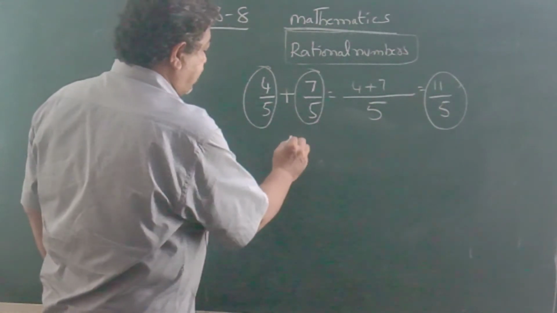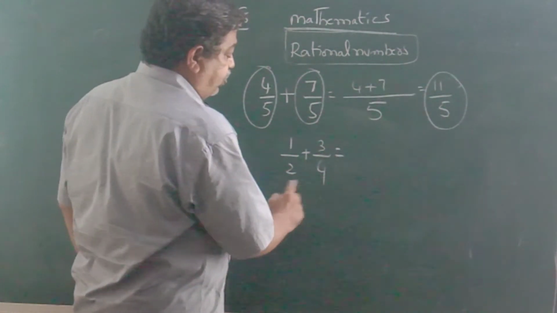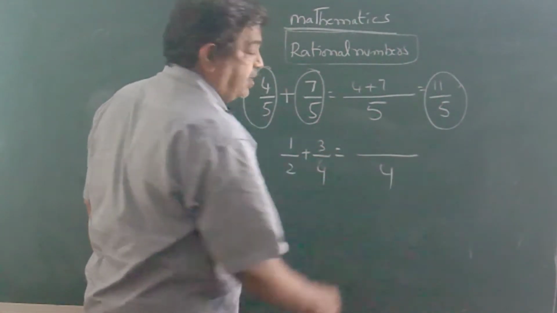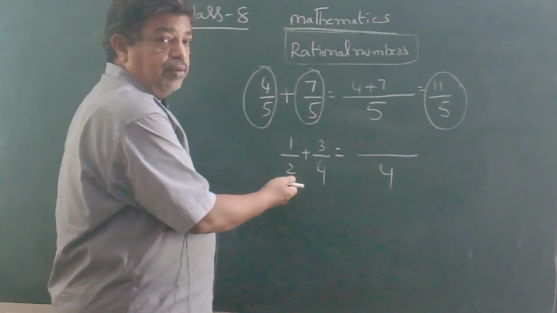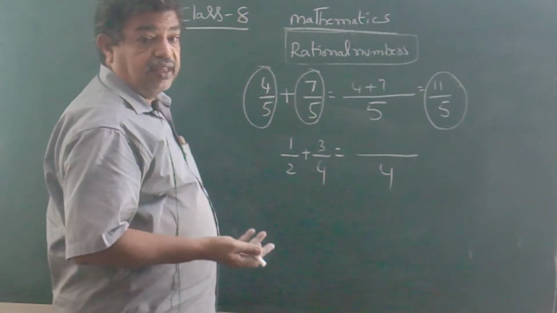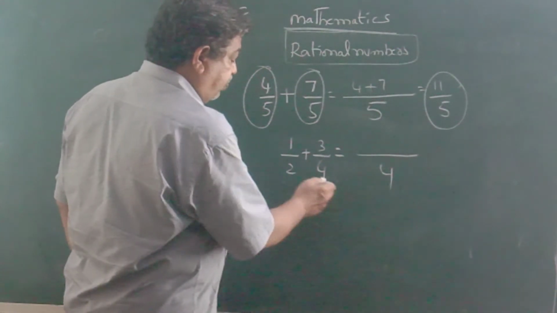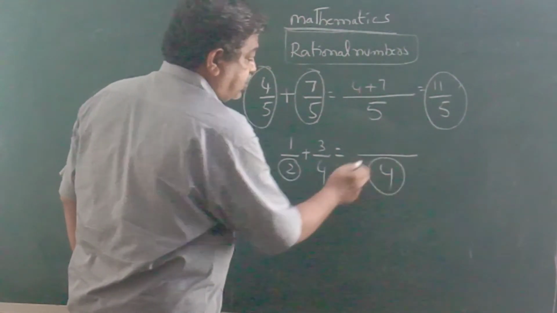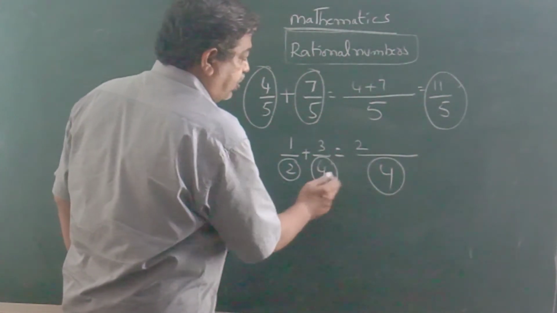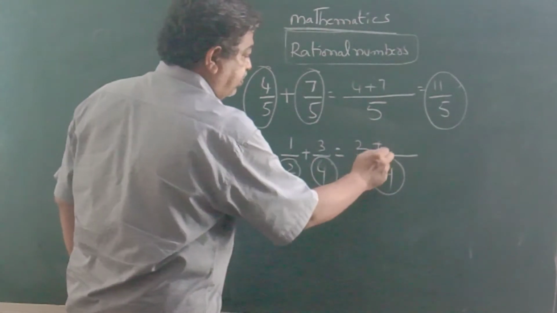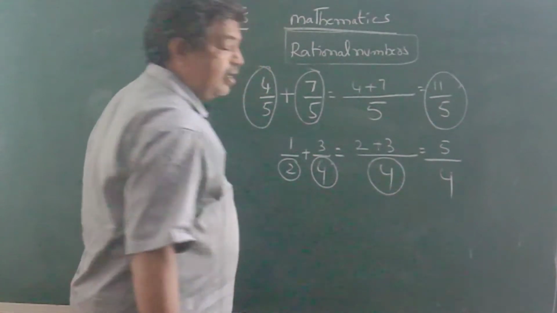To take another example, 1 by 2 plus 3 by 4. The LCM of 2 and 4 is 4. Why is the LCM of 2 and 4 equal to 4? Since 4 is a multiple of 2. Whenever you have denominators in which one number is a multiple of the other, then the bigger number is said to be the LCM. So 4 is the LCM of 2 and 4. 2 divides 4 how many times? 2 times. 2 into 1, 2. Now 4 divides 4 how many times? 1 time. 1 into 3, 3. So the sum of the numerators 2 plus 3 equal to 5 and the denominator is 4.